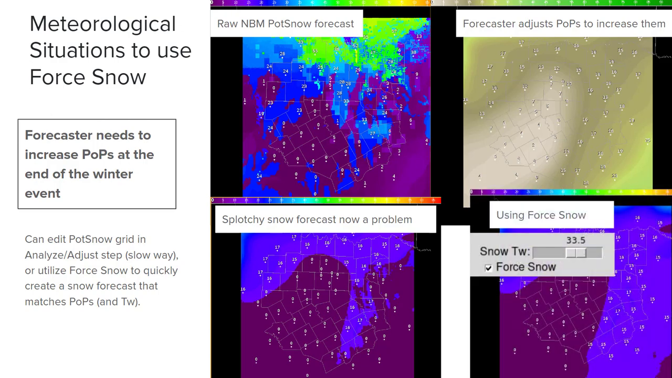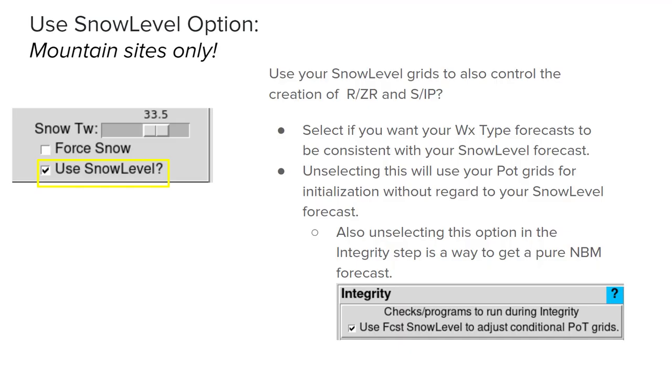Just check the forced snow checkbox and you're one click away from creating a continuous, reasonable weather type grid for snow. Don't forget, you may wish to use the edit area and time range options to limit this type of weather creation. If you're a mountain site that is beginning to explore the NBM pot method, then this use snow level option will also be available.